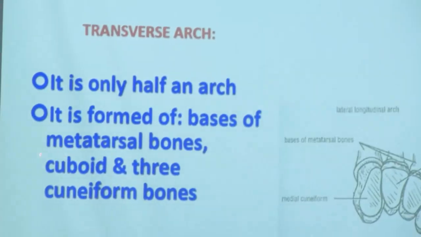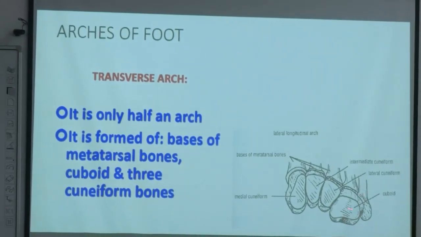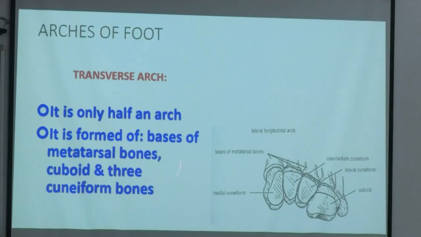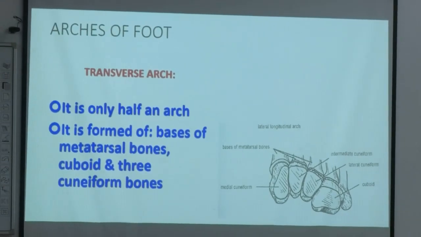If you are asked to describe the transverse arch, you have to mention it mainly represents the posterior transverse arch, which is half of an arch forming for each foot. So it is only half of an arch. See, this is forming the transverse arch. We have cut the foot in a coronal plane. It is formed by the bases of the metatarsals. These are the bases of the metatarsal bones, cuboid and three cuneiforms. All these are forming the transverse arch of the foot.